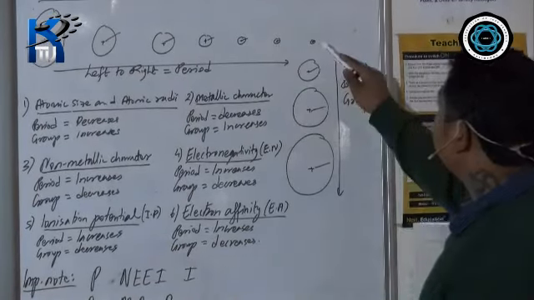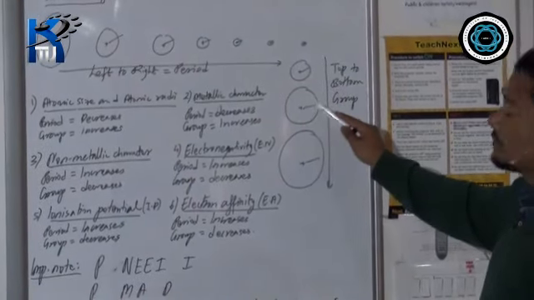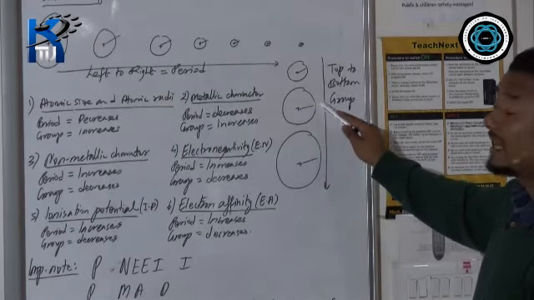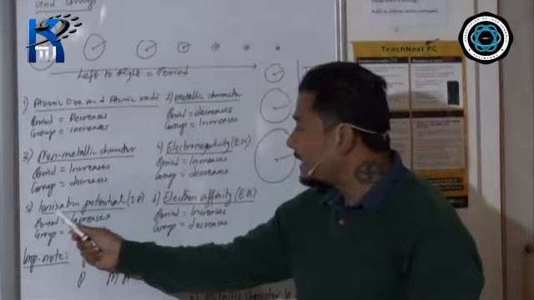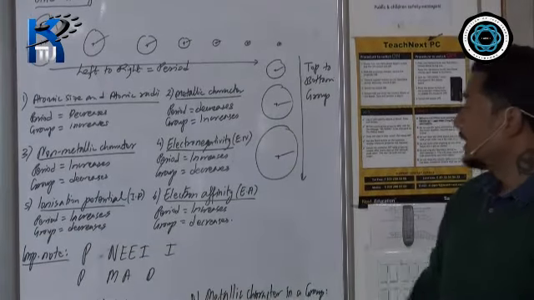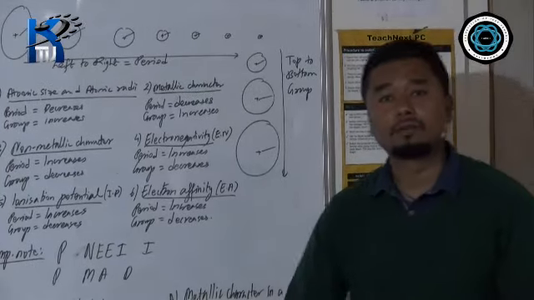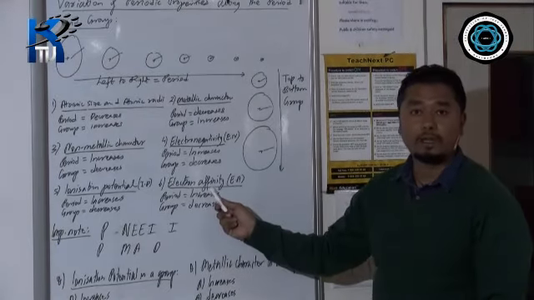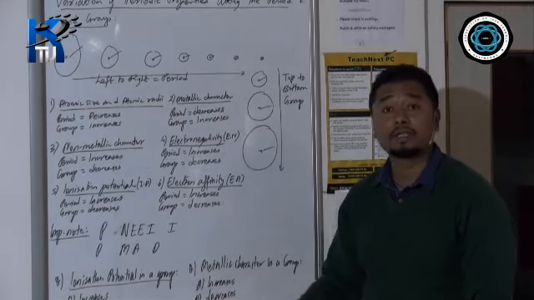And in a group, the size is increasing, so the force of attraction between the nucleus and outermost electron is decreasing, whereby less energy will be required to remove electron. As a result, ionization potential will decrease in a group. Electron affinity, as I said to you yesterday, affinity means what? Affection, love. So who loves electron? Non-metal, bad person they love. Affinity means love towards the electron.